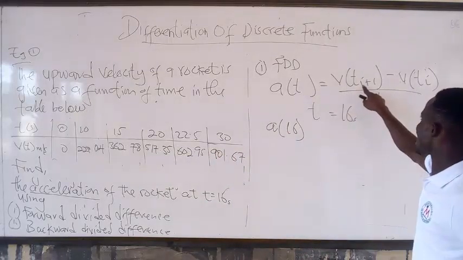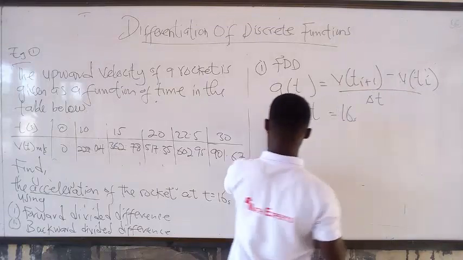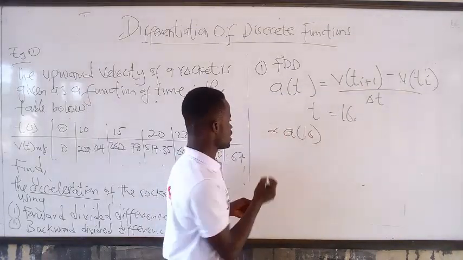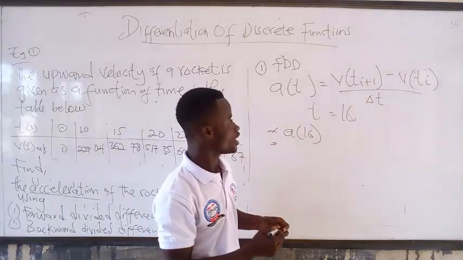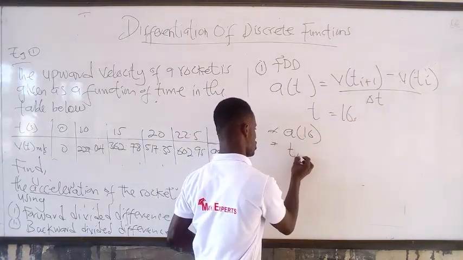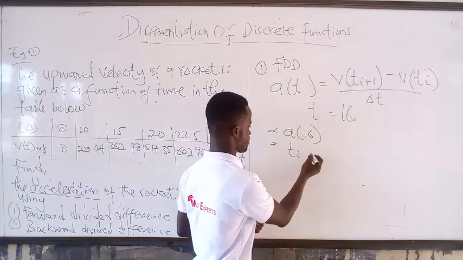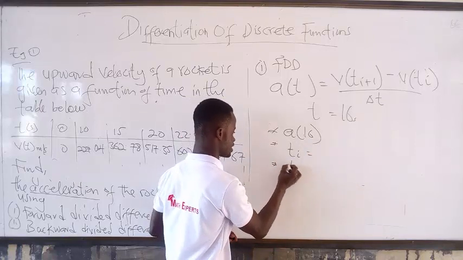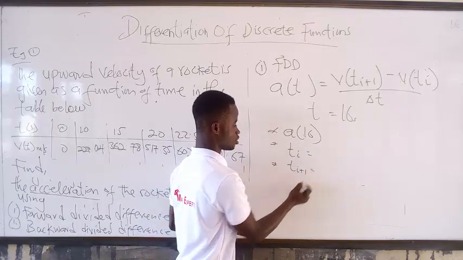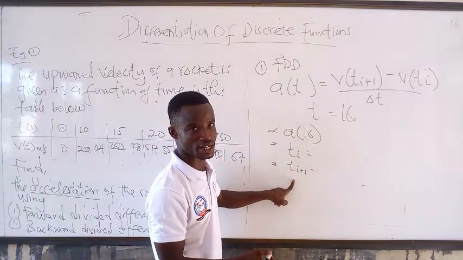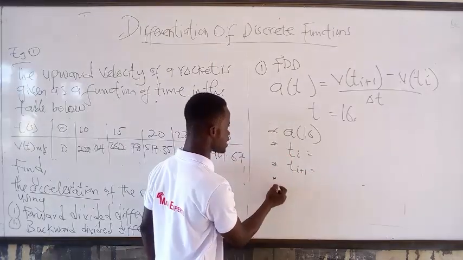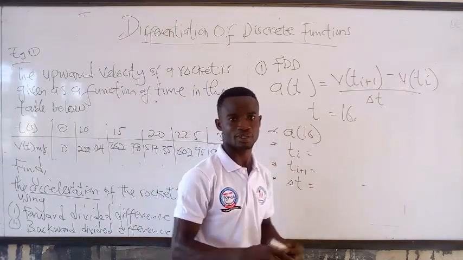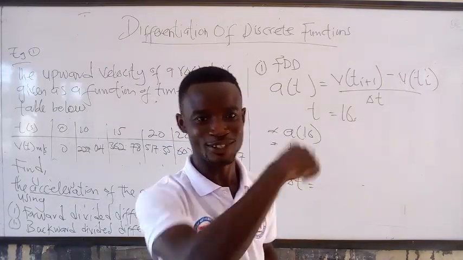The first thing to identify is T of i, and the second thing to find is T of i plus 1. This is the initial and this is the final. And the next thing to know is delta T. It's just simple. Let's continue.